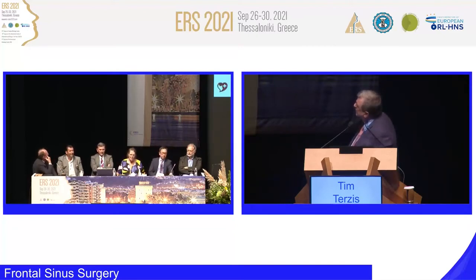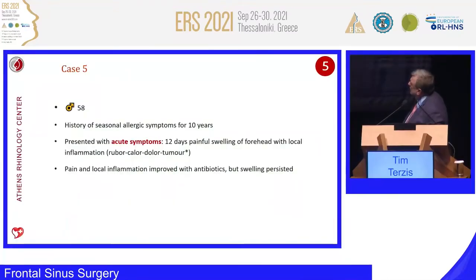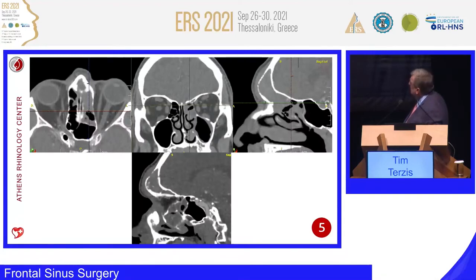Right, a similar case of mine, a 58-year-old man, again with some history of rhinitis. The difference here is that the patient presented with acute symptoms, meaning 12 days of painful swelling with local inflammation signs. Pain and local inflammation improved with antibiotics, but swelling persisted. That's the CT scan, and you can see anterior ethmoid disease, and the frontal sinus is completely obstructed and full of material, with some erosion in the anterior wall, as you see here, and possibly 1 point of erosion in the posterior wall.